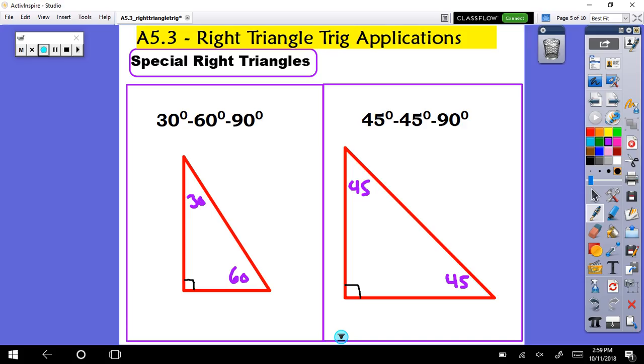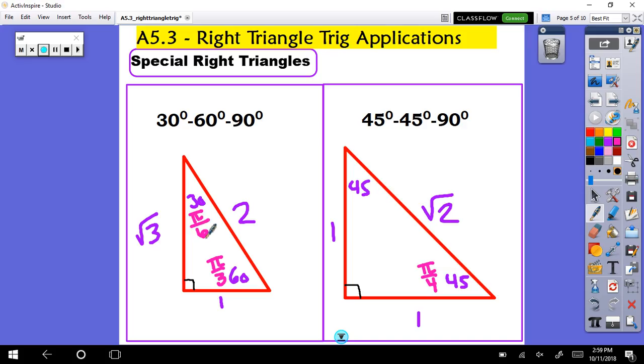All right, so for 30, 60, 90, across from the 30, we should have a 1. Across from the 60 is square root 3 and the hypotenuse is 2. Across from the 45s are 1, 1, and square root of 2. Now I want you to remember from yesterday, because we talked about radians yesterday and going from radians to degrees and on the unit circle, that 45 is pi over 4. 60 is pi over 3. Remember, it's the opposite of what you think. And the 30 is pi over 6.